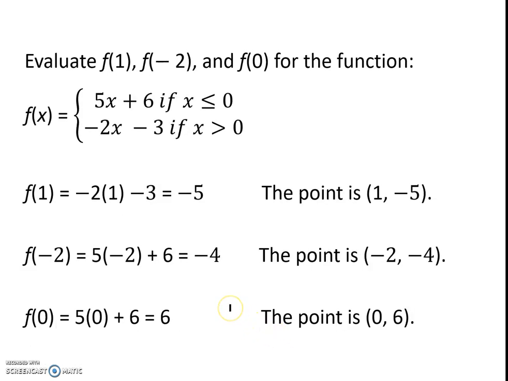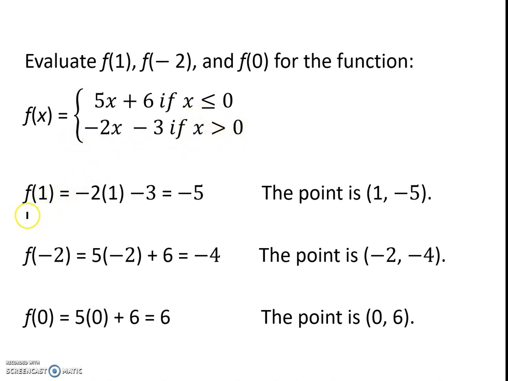Evaluating functions at certain numbers: f at 1, f at -2, and f at 0 in this case. And we're given a piecewise function. If x is less than or equal to 0, we use that one. If it is greater than 0, we use that one.